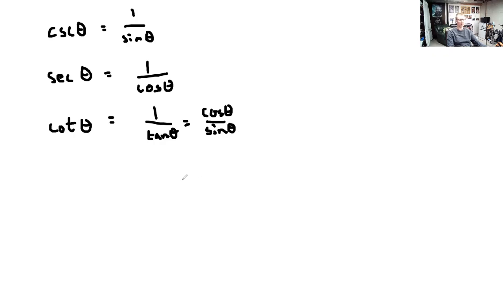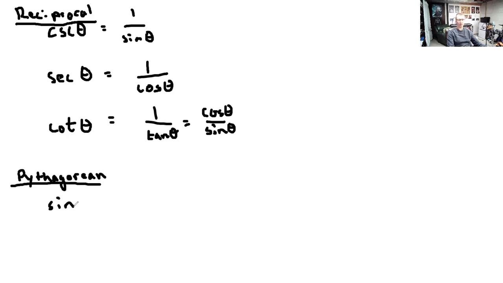What are the other ones that we learned about before? These ones were the reciprocal identities. Before, we also learned about the Pythagorean identities. And they dealt with this nice relationship of having sine squared plus cosine squared equals 1 before, didn't we? But what is this in terms of a triangle now? That's an altogether different question. Let's see, is it still 1?